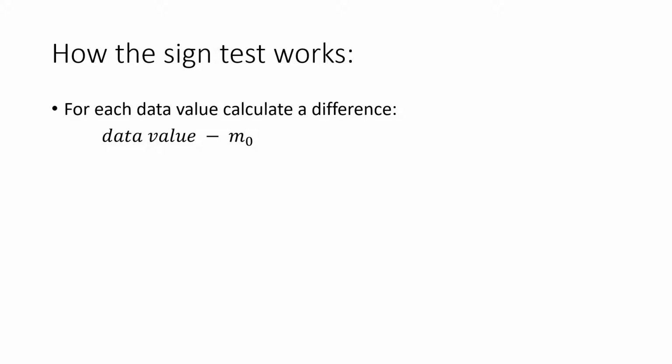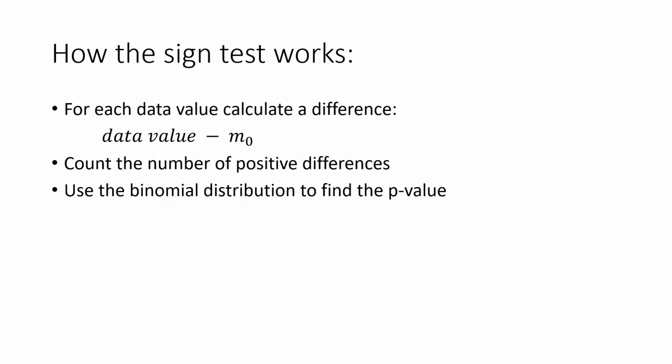I'll give a brief overview of how the sign test works, and then we will go through and see how those steps are implemented in our example. The first thing we're going to do is for each data value, we're going to calculate a difference between the data value and the hypothesized median, m sub 0. Then we're going to count the number of those differences that are positive. Then we're going to use the binomial distribution to find a p-value. And then finally, once we have the p-value, we will use that to make an appropriate conclusion for our test.